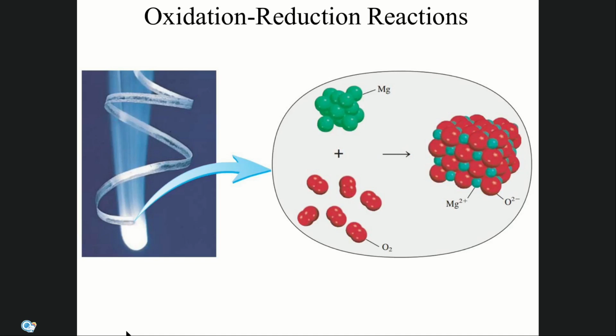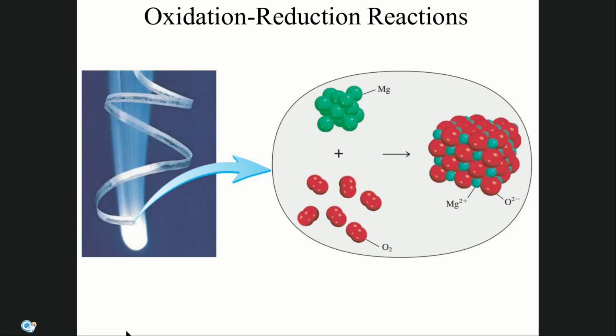In the formation of magnesium oxide, magnesium is oxidized. It is said to act as a reducing agent because it donates electrons to oxygen and causes oxygen to be reduced. Oxygen is reduced and acts as an oxidizing agent because it accepts electrons from magnesium, causing magnesium to be oxidized.